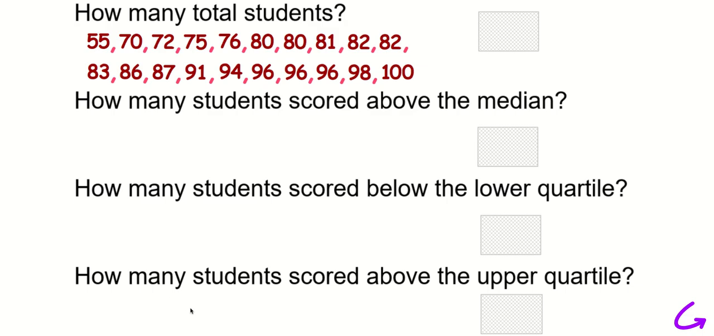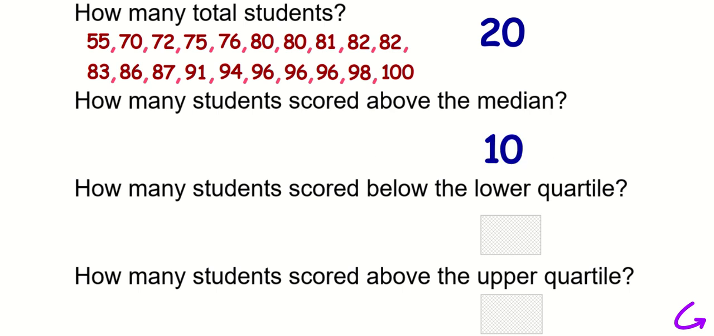Then some quick questions to start getting you to think more analytically about these box and whisker plots, the kind of questions you might have to answer on, say, a Keystone exam. Well, we already knew this answer. How many total students? There were 20. How many students scored above the median? Remember, the median was 82.5, between the 82 and the 83. So how many students scored above the median?